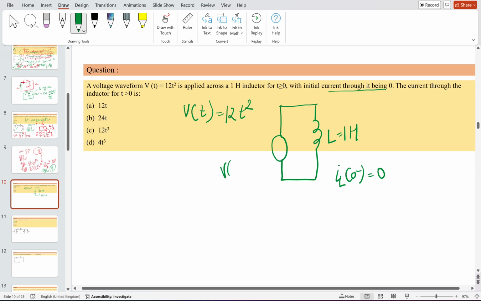Okay, V of t is equal to 12 t square. What is the value of current I L at t greater than 0? Let me know which option is correct.